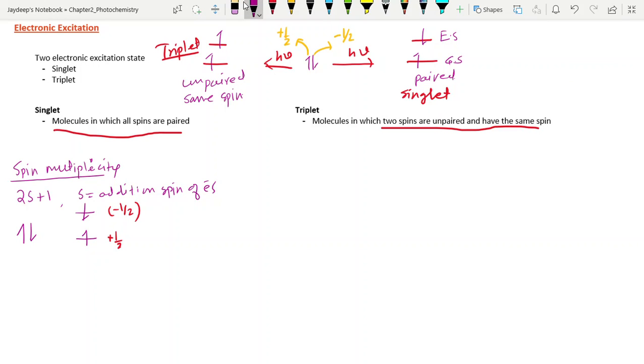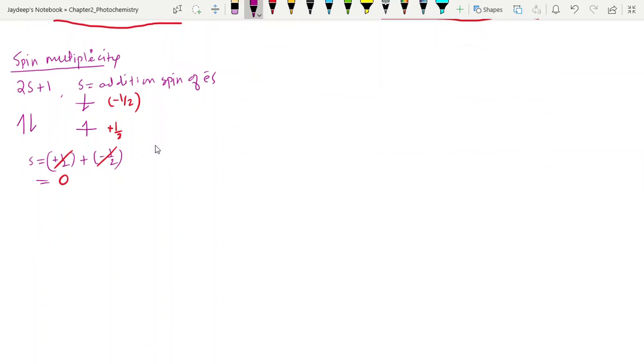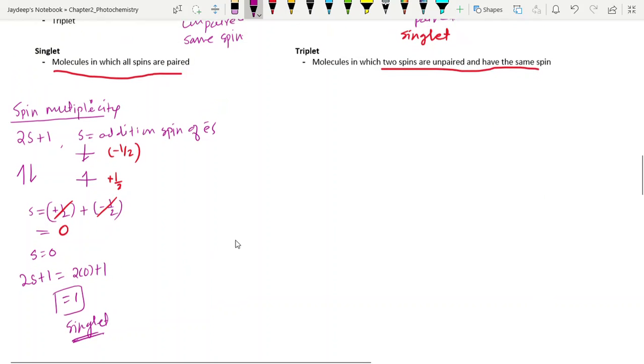So the spin s is equal to the addition of plus 1/2 and minus 1/2. This gets cancelled and it becomes 0. So s becomes 0. So 2s plus 1 is equal to 2 into 0 plus 1, which is equal to 1, and that 1 is nothing but the singlet. So when the value of spin multiplicity is 1, it means a singlet state.